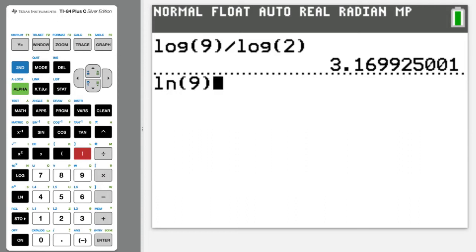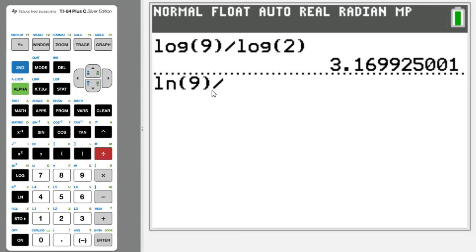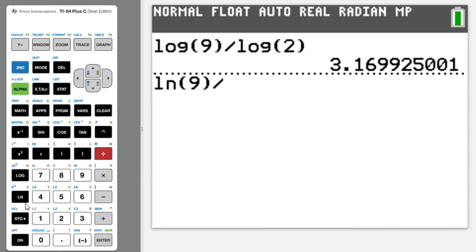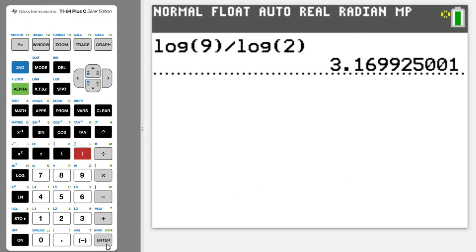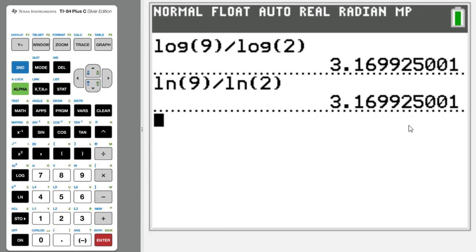And from there, after closing the parentheses, I'm going to divide. So natural log of 9 divided by natural log of 2. And again, the 2 here came from the base of the original problem. And so now you can see that the way to set up the problem is very similar. It's just the same work right here. We have a choice between using log base 10 or log base e. Let's now hit enter and compare the answers. The two answers are identically the same because it's the same answer.